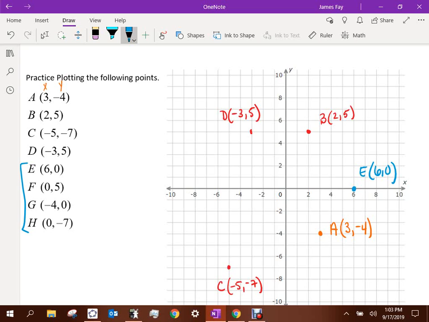Okay, we're not going to use this very often, but they sometimes will call that a quadrantal point, meaning that's on the barrier or the breaking point between two quadrants. Okay.